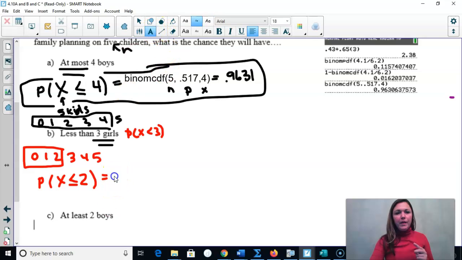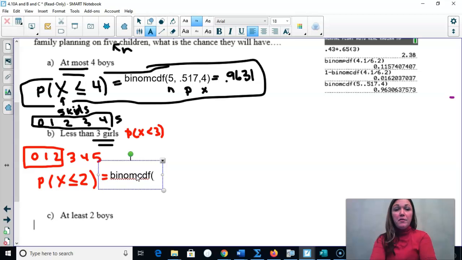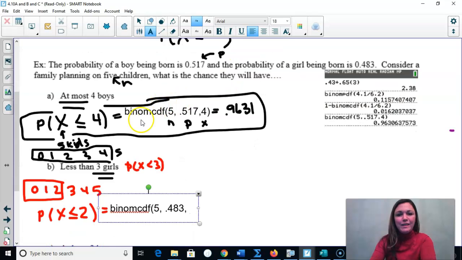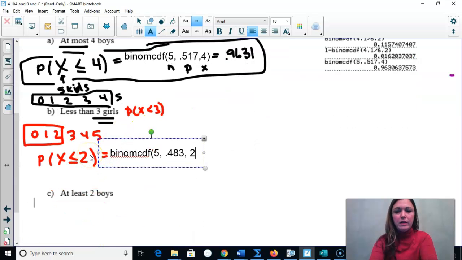Okay. So I get binomcdf, 5 kids. The probability of having a girl is 0.483. And then what do I want here in my probability statement? That little x is 2 here. Again, that's why I really, really encourage you, write it out. Write it out. Figure out what I want.